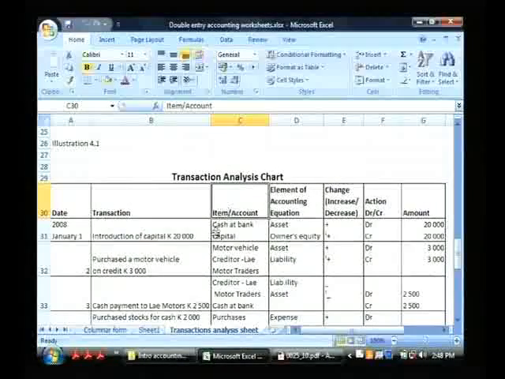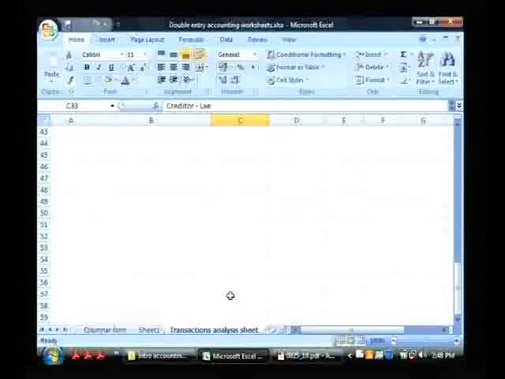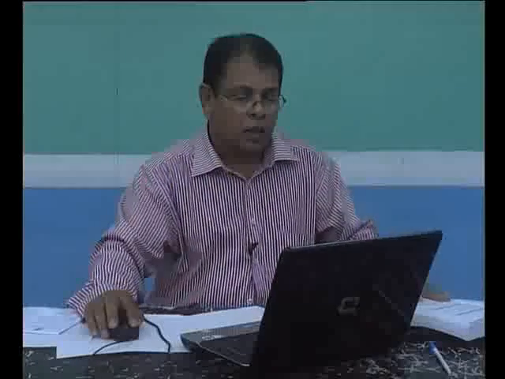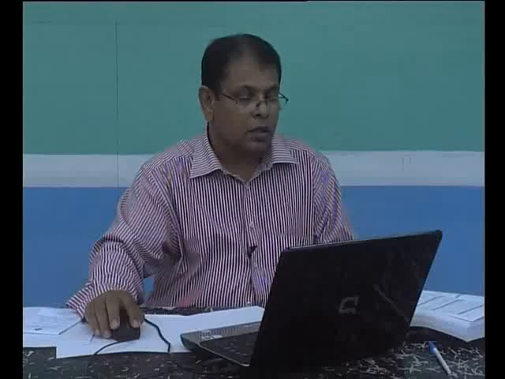As we have discussed earlier, in trading businesses the main transactions are purchase of goods and sale of goods, and purchases returns and sales returns. So we have to have separate accounts for those. Now we can prepare ledger accounts using this transaction analysis chart.